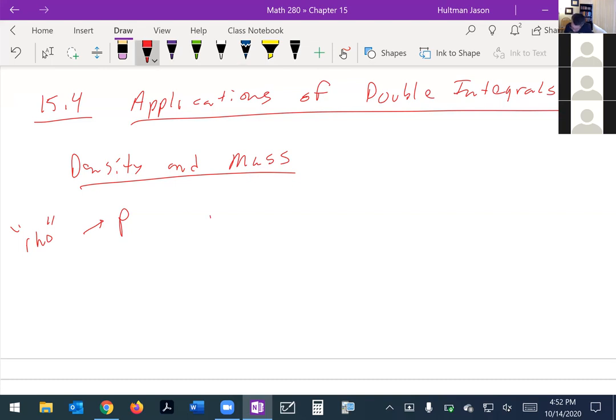So the density is equal to rho of xy, which is equal to the limit of delta M over delta A. It's the mass over the area. It's the change in mass over the change in area. It really is the change in mass over the change in volume, but we'll get to that a little bit later.